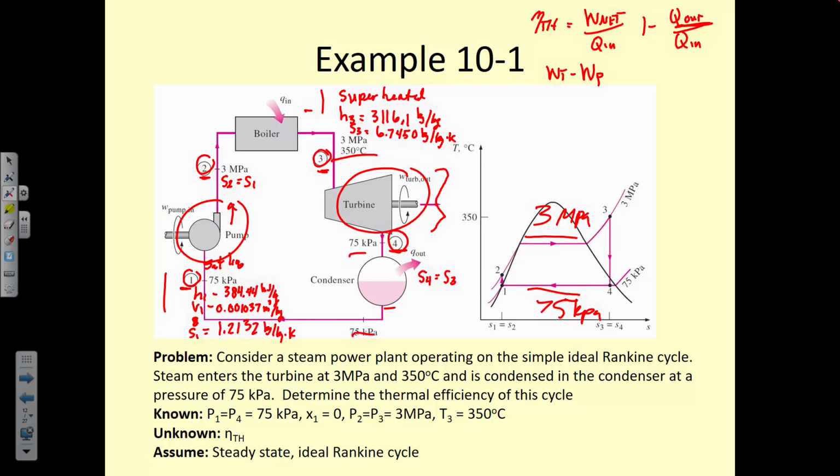So do you not need to know the specific volume in state 3? I don't need to know the specific volume at state 3. I only need it at state 1 because I'm going to find the work of the pump, which is equal to V times P2 minus P1. That's the only state I'll need it at, coincidentally. You can always look them up, and if you don't need them, that's fine too.